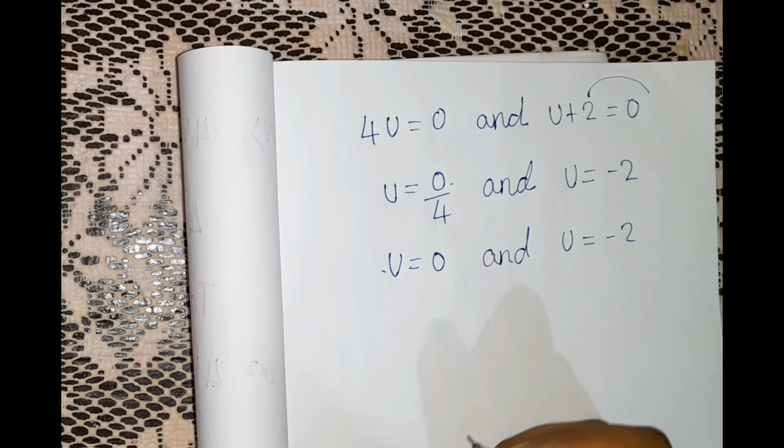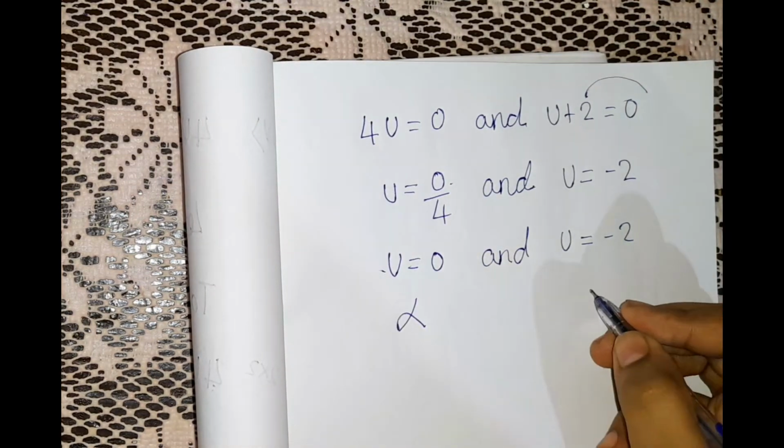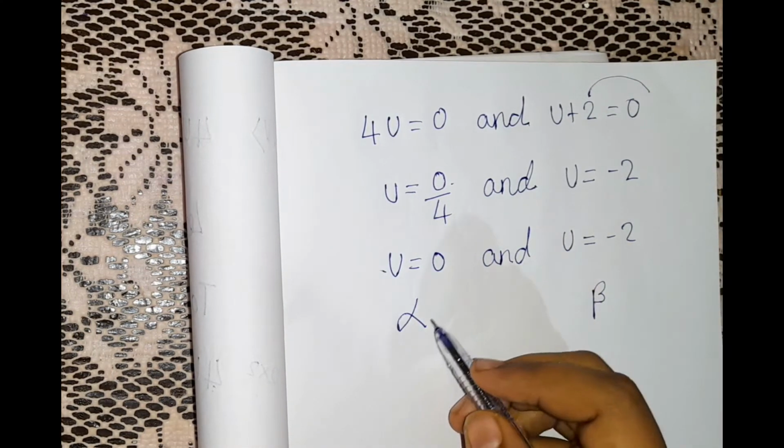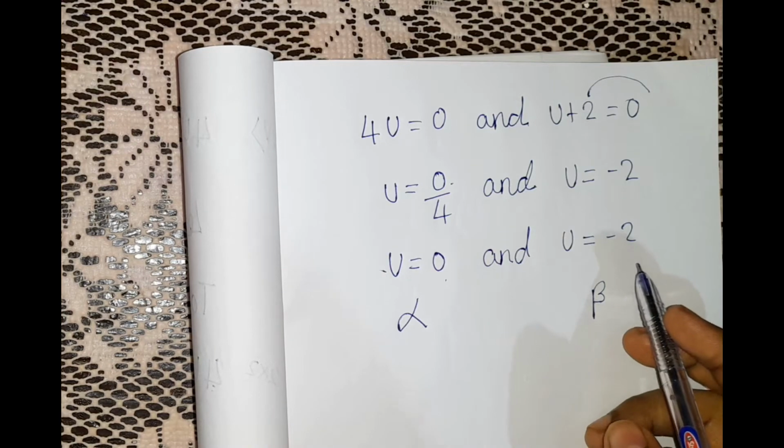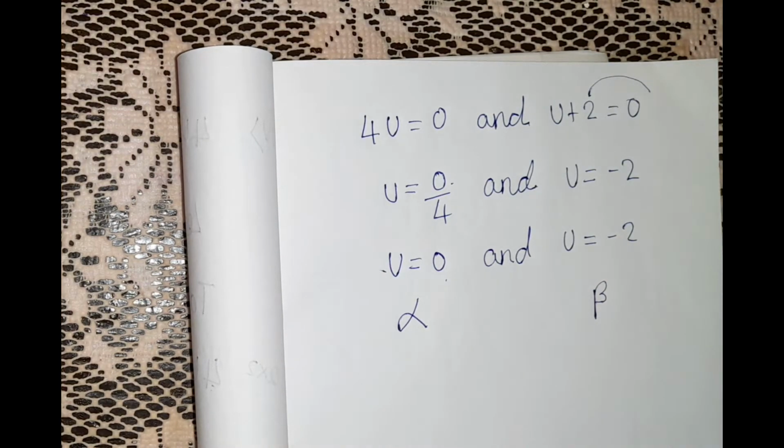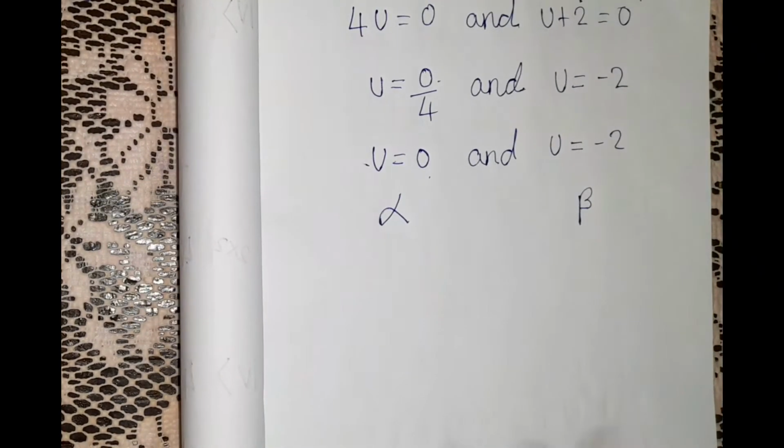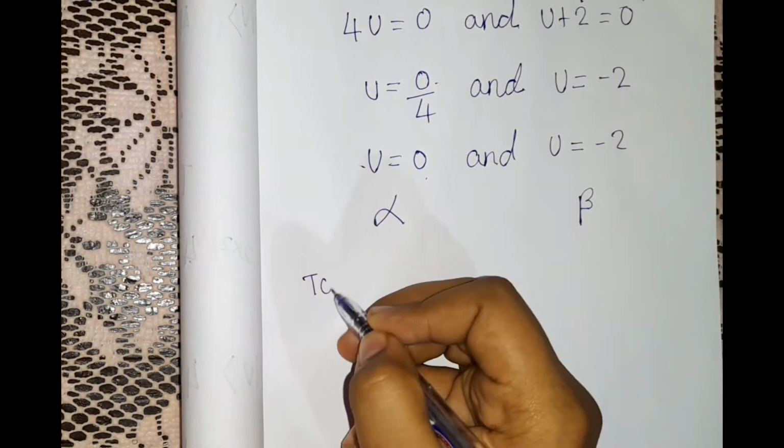Okay, here this is alpha and this is beta. So the alpha value is 0 and the beta value is minus 2. Okay, so now let's verify it. Now let's write to verify.